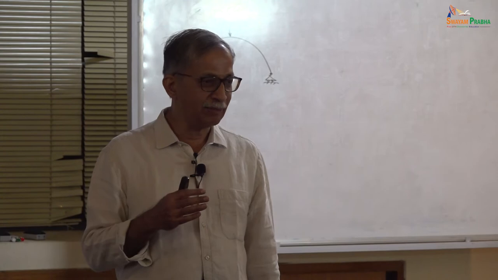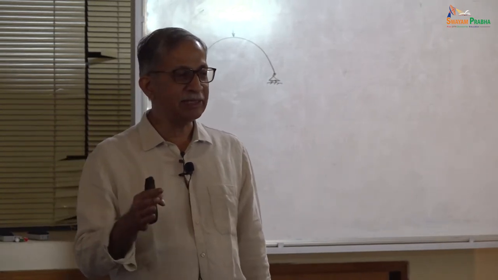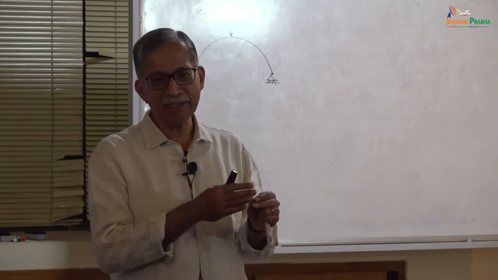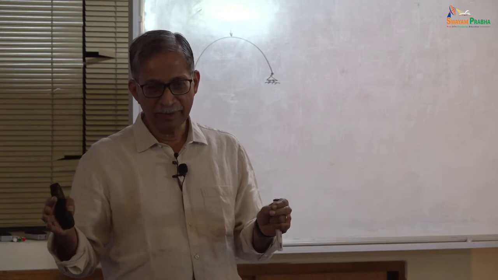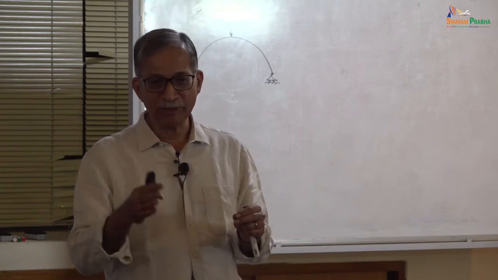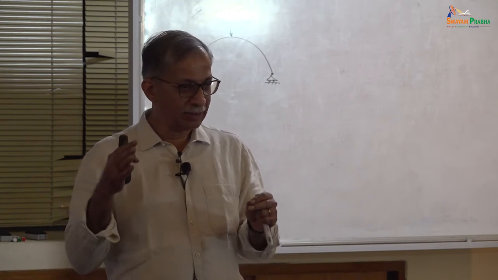What is that vertical component? That vertical component is nothing but the equivalent shear in the simply supported beam. And that can change from location to location. And because that changes, the axial force will also change from location to location. Right? And what is the axial force?